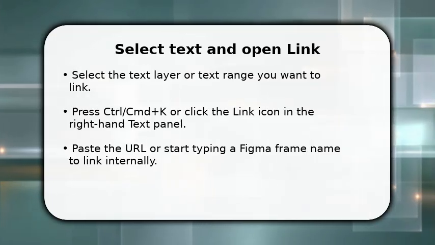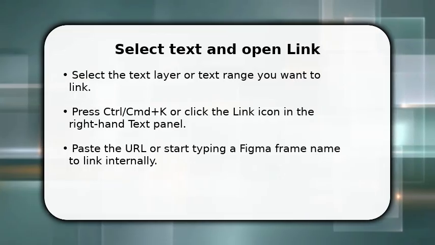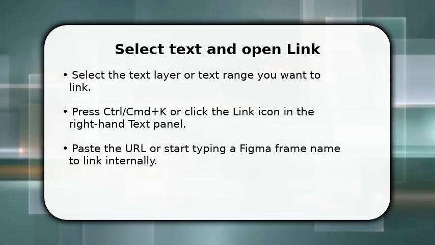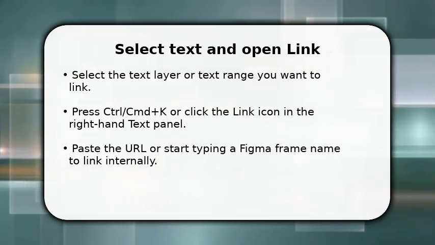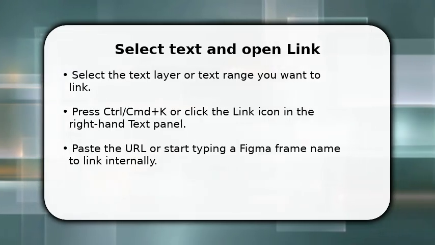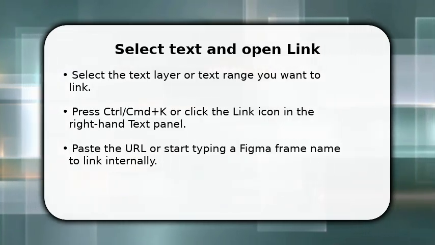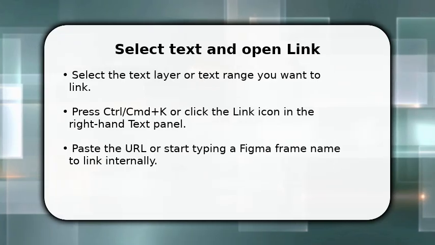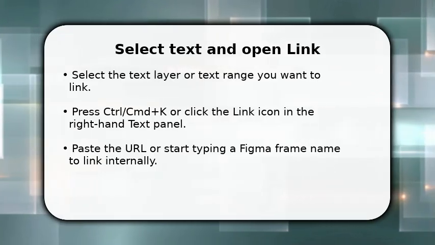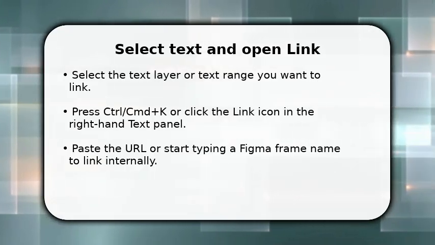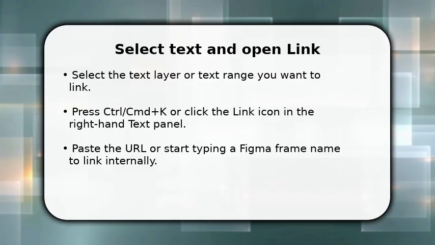You start by selecting the exact text or text range you want to become a link. Once selected, press Ctrl or Command plus K, or click the small link icon in the text panel on the right. Then paste the full URL or type the name of a frame if you want an internal jump. This approach preserves typography and keeps the link editable.